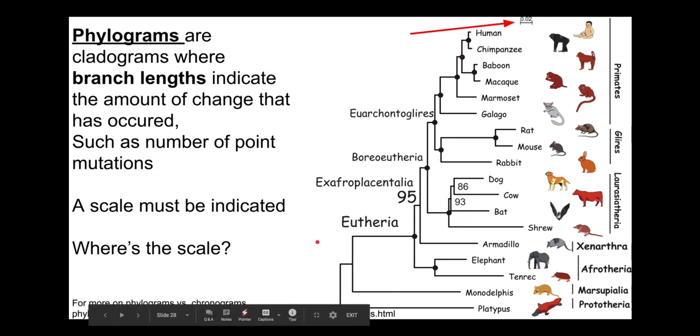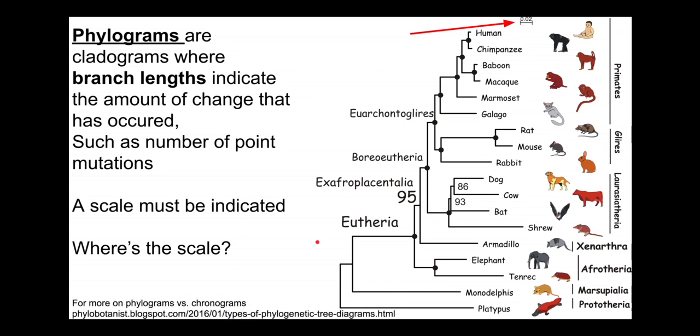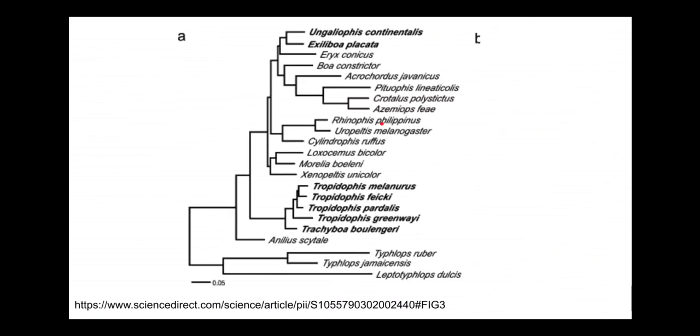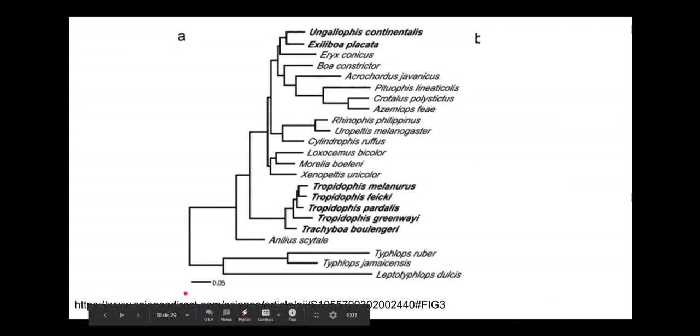Occasionally, these trees are set up so all the branch lengths are equal. They do some statistics in order to make all the branch lengths equal, and then you still know that something is going on, that the branch lengths are important because there is a scale indicated there. So here's another example here. The scale is down here at the bottom, telling you that the lengths of the branches are important.